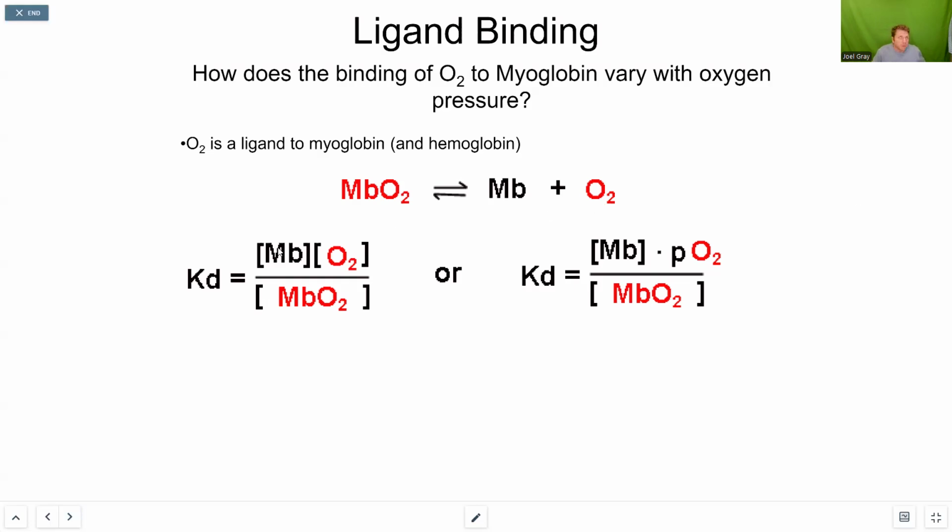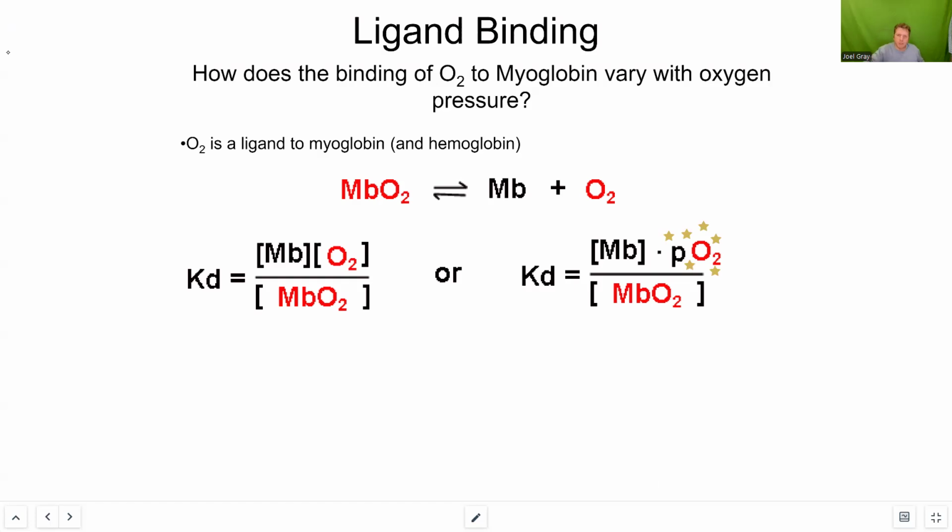Mb is our free protein. O2 is our free ligand. MbO2 is our complex. So we can rearrange that. Now here's where something got introduced, and this is an important thing to include. I'm going to use the star. Lowercase p. What does that lowercase p mean? That usually indicates partial pressure.